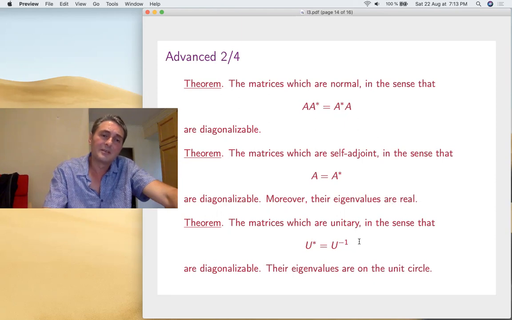And finally, the matrices which are unitary, in the sense that we said before, U star is U minus 1, are also diagonalizable because, right, they commute with the star. These products are 1, and the eigenvalues are on the unit circle. I've seen an example actually of this. The rotation of angle t is unitary. The eigenvalues, if you remember, were e to the it and e to the minus it. So these are on the unit circle. Okay, so these are quite deep theorems. We'll be back to them in the next lecture with proofs. But that's very important. Yeah, so the spectral theorem.